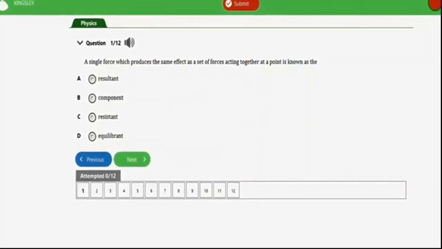In this video, we are going to learn how to solve these physics repeated questions under equilibrium of forces. Let's get started. The first question says, a single force which produces the same effect as a set of forces acting together at a point is known as? We have resultant, component, resistant, and equilibrant. So the correct option in this question is option A, which is a resultant force.